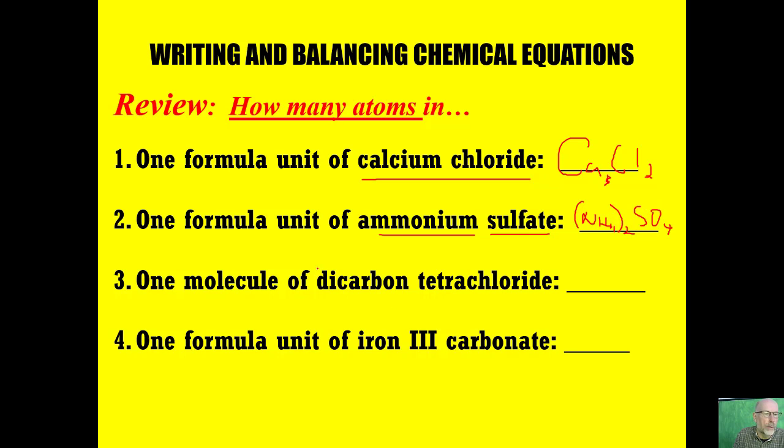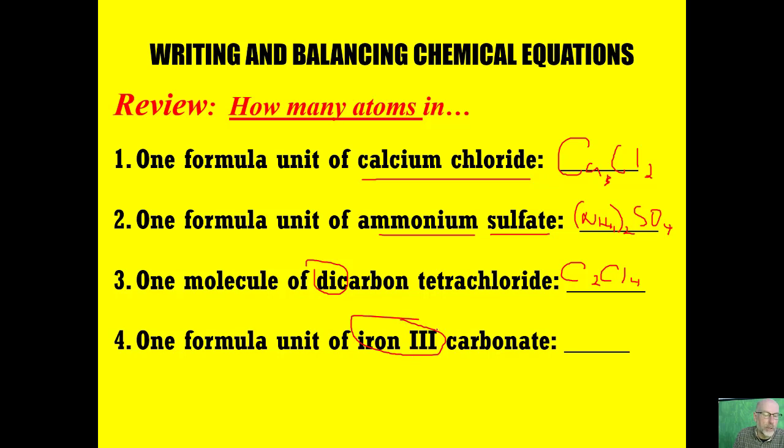So while you use molecular compounds too, dicarbon means 2 carbons, and tetrachloride is 4 chlorines: C2Cl4. And then iron 3, iron's in the middle of the periodic table.